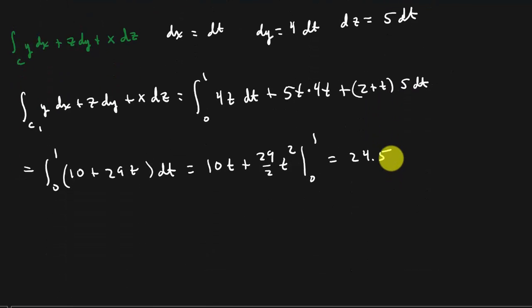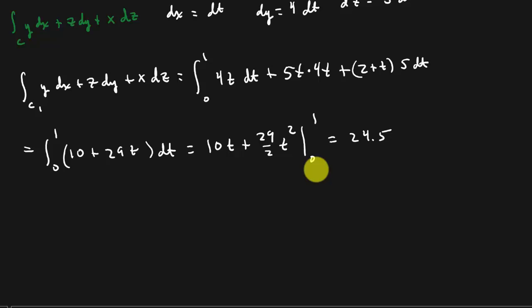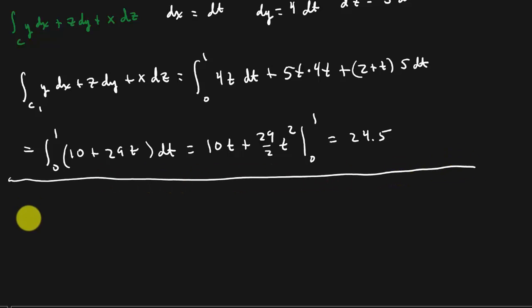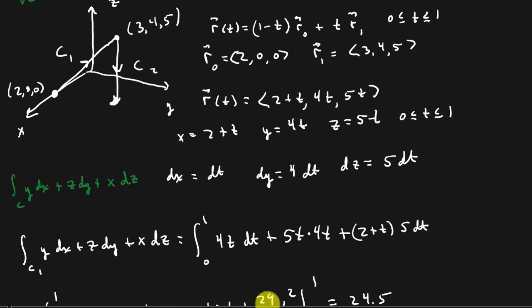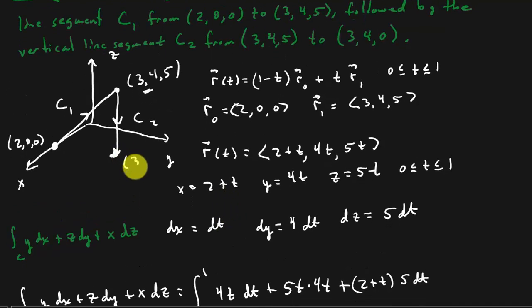Now let's go for C2. And I'm going to draw a line here so we can differentiate it or tell it apart. So remember, r of t is equal to (1 minus t) times r naught plus t times r1. All right, so what is r naught? What is r1? Well, r naught is the point (3,4,5), and r1 would be the point (3,4,0). Okay, because we're going from here to here. That's what they told us to do. We go from this one to this one.